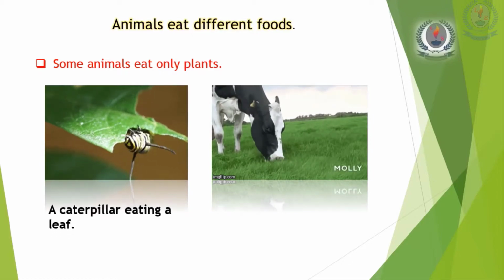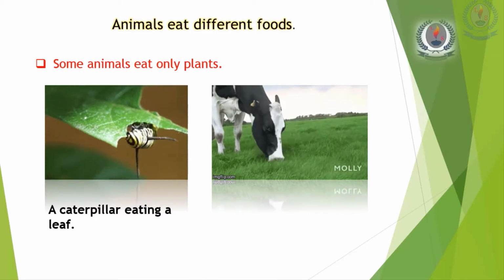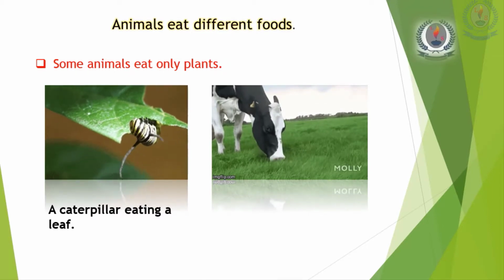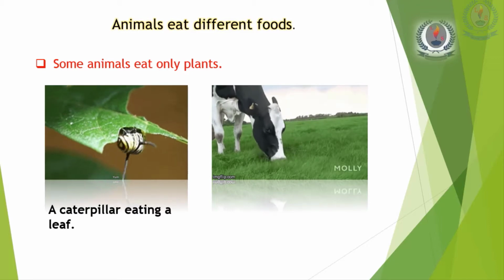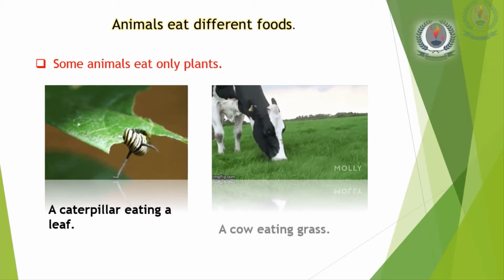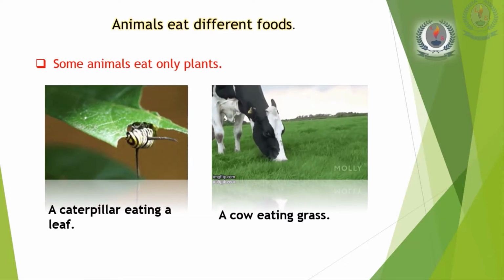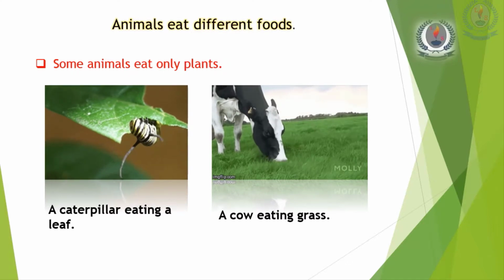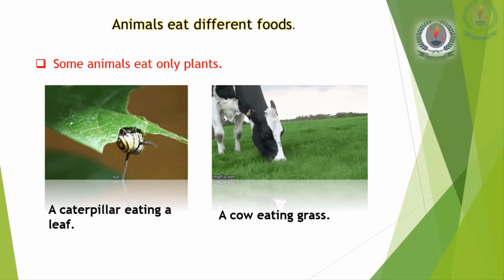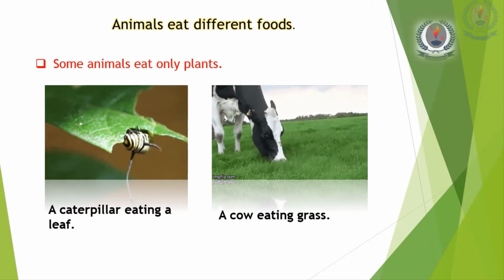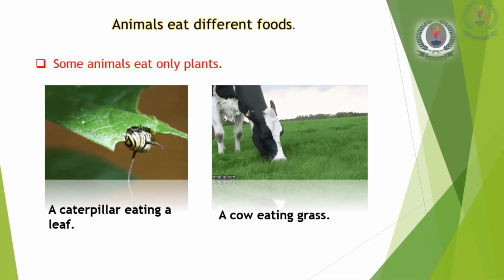In the first picture, you can see a caterpillar eating a leaf. The next picture, there is a cow. A cow eating grasses. So, these animals eat only plants.